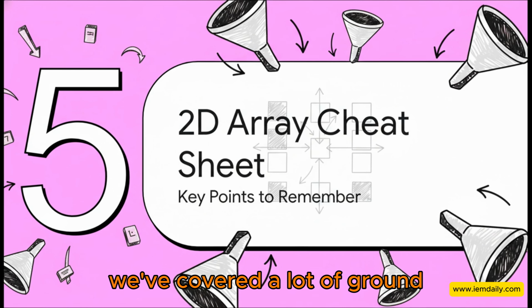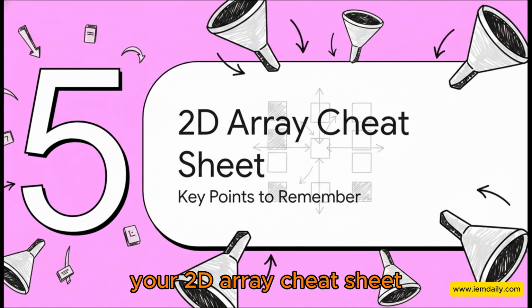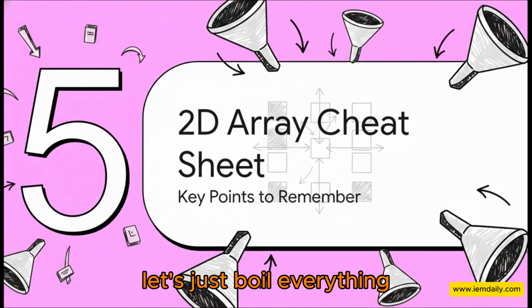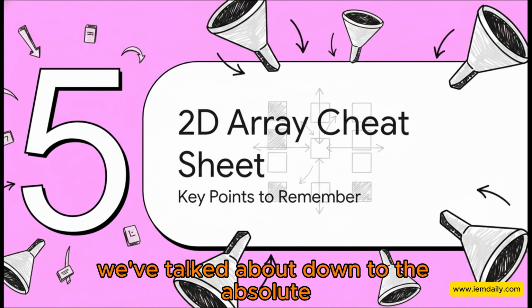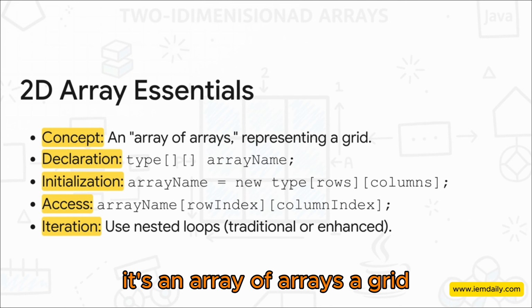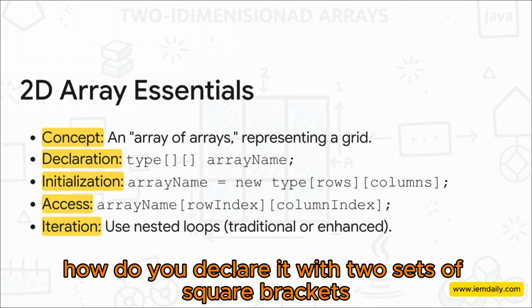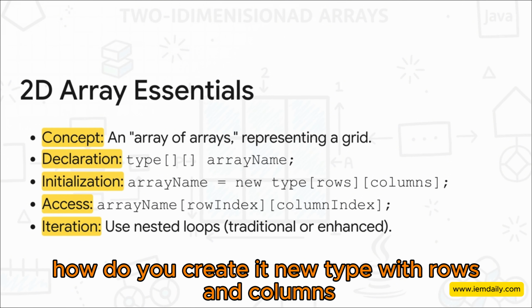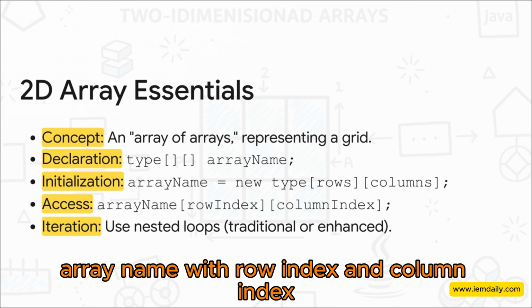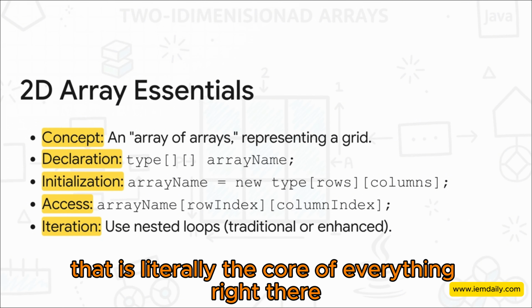Okay, we've covered a lot of ground. So that brings us to our final section, number 5, your 2D array cheat sheet. Let's just boil everything we've talked about down to the absolute must-know points. Here we go, the essentials. The big idea? It's an array of arrays, a grid. How do you declare it? With two sets of square brackets. How do you create it? New type with rows and columns. How do you access an element? Array name with row index and column index. And how do you process it all? Nested loops. That is literally the core of everything right there.